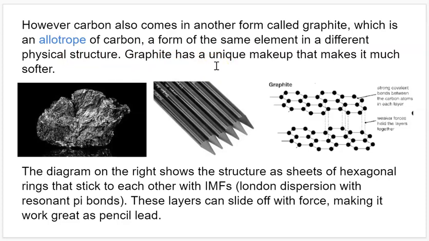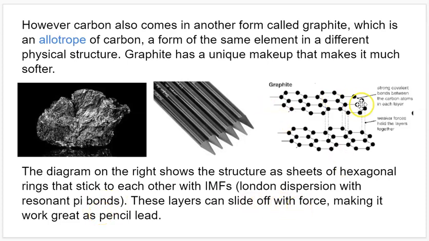So this is sort of an anomaly when it comes to network covalent substances. Instead of being hard, it's going to be kind of soft and easy to break. Because if you think about what graphite looks like, it has these hexagonal rings that are arranged in sheets. These are going to be attracted to each other with London dispersion forces between them. You can't really see this in this diagram, but there are resonant double bonds within these hexagonal structures, and we talked a lot about how pi bonds in double bonds can help with London dispersion forces.